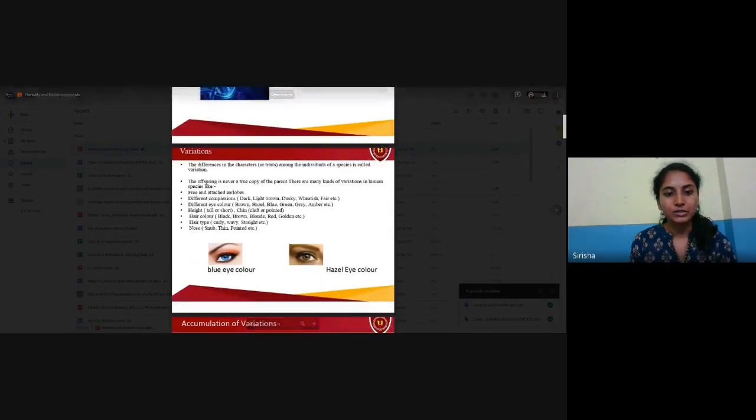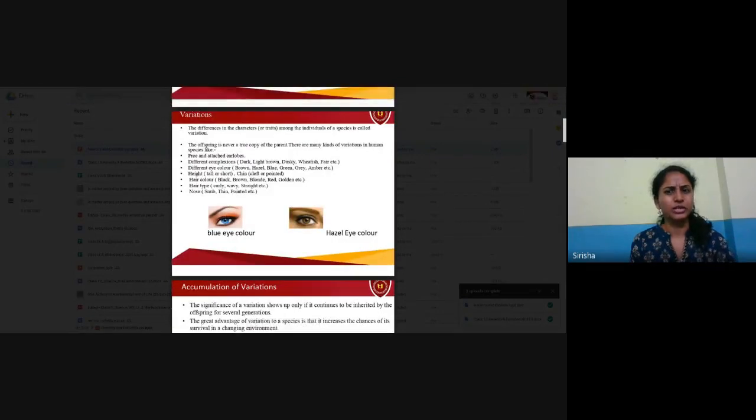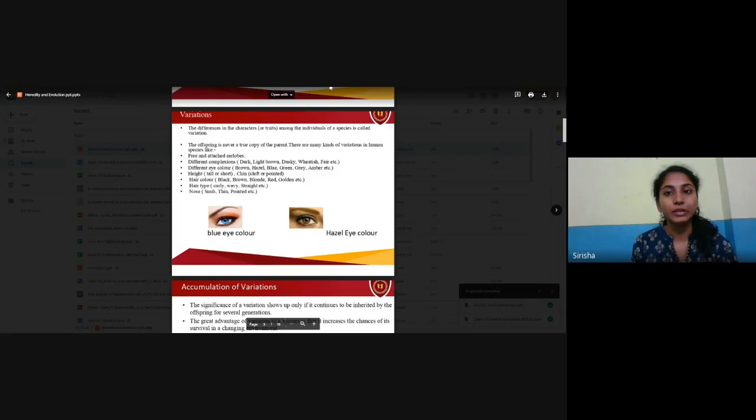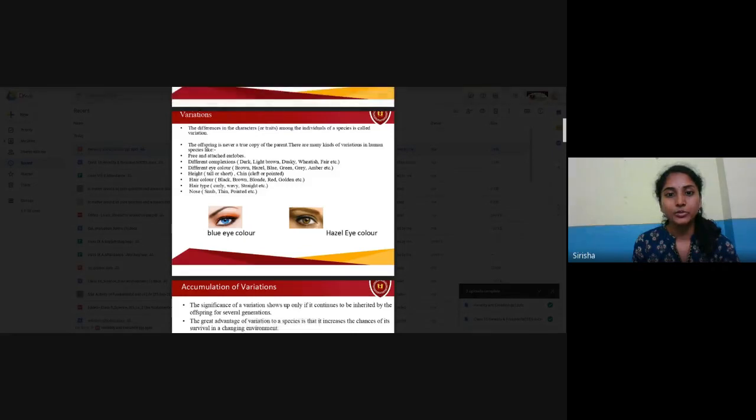Next, we shall see variations. What are variations? Why do we differ from our parents, or why are we not alike? Even our siblings are not alike. We are not exact photocopies of our parents. Here, in this context, we are talking only about human beings. The differences in the characters or traits among individuals of a species is called variation, right? The offspring is never a true copy of the parent.